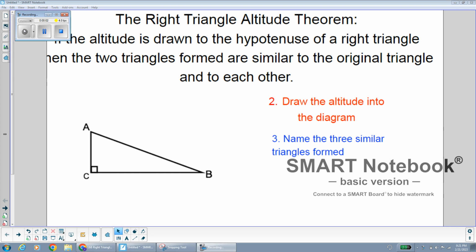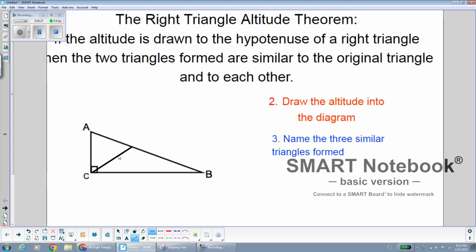Hi everybody, in this video we're going to go over the right triangle altitude theorem. So the right triangle altitude theorem says if the altitude is drawn to the hypotenuse of a right triangle, so let me draw in my altitude to the hypotenuse of this right triangle here. Remember, an altitude is a perpendicular line that passes through the opposite vertex.